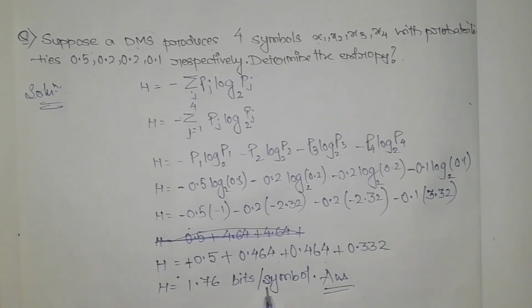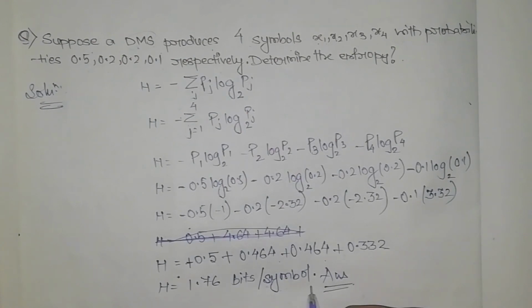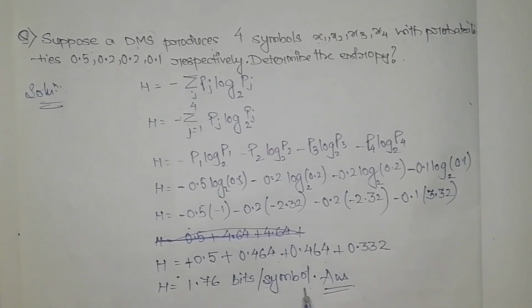The unit is also important for entropy, and the unit of entropy is bits per symbol. We need to memorize it because we will need it. The unit of entropy is bits per symbol. So the answer will be 1.76 bits per symbol.